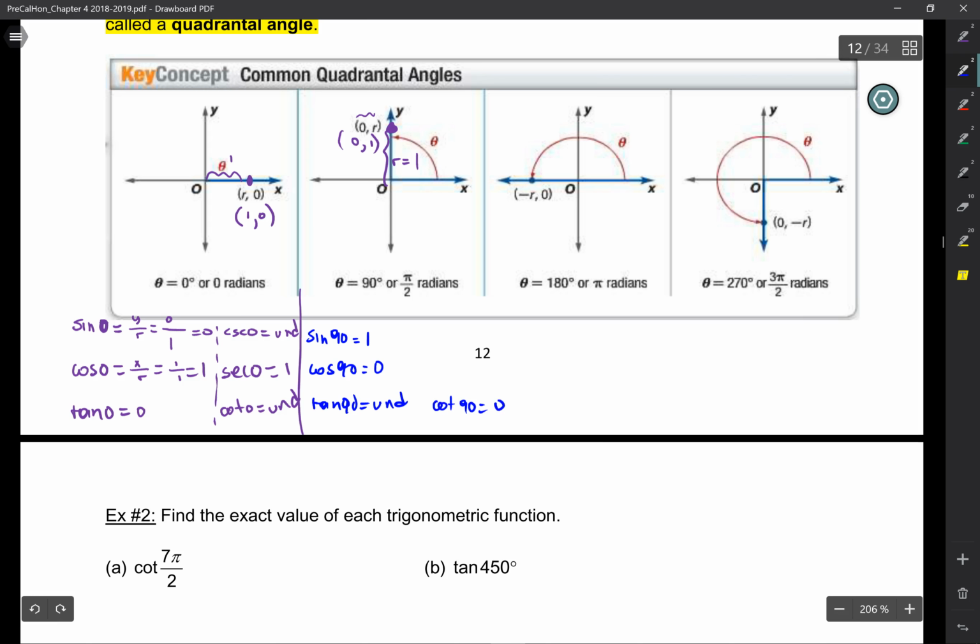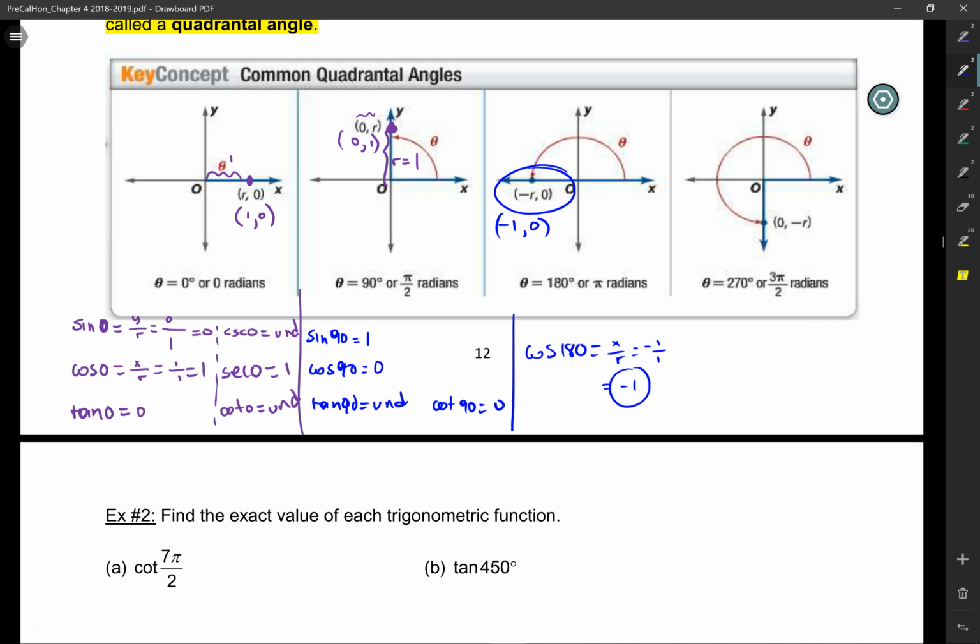Okay? And similarly, you could do the same thing for pi or 180. What will be a sample coordinate here? -1, 0, right? So what's the cosine of 180? I have a -1. Cosine of 180, x over r, -1 over 1, -1.